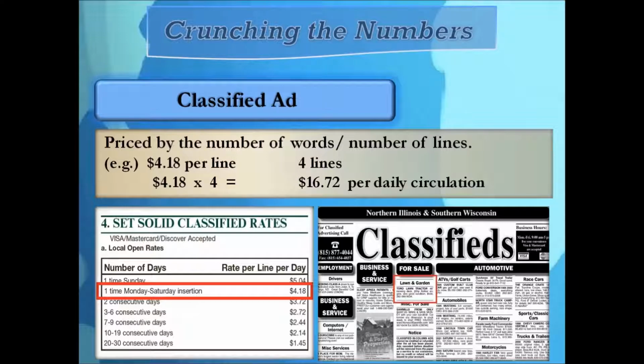Classified ad. We mentioned earlier that classified ads are priced either by the word count or the number of lines. In this example, The Advocate, a Louisiana newspaper, the open rate per line during the weekday is $4.18. If we take a look at this lawn tractor ad that consists of 4 lines, it means that the ad would cost $16.72 per day.